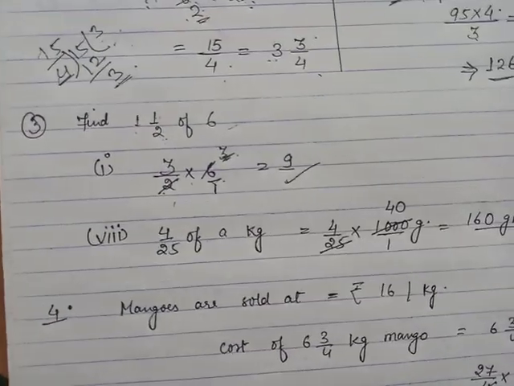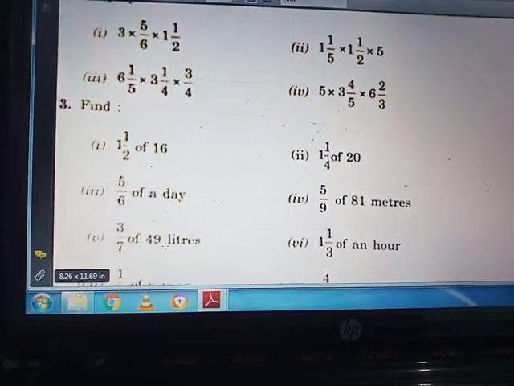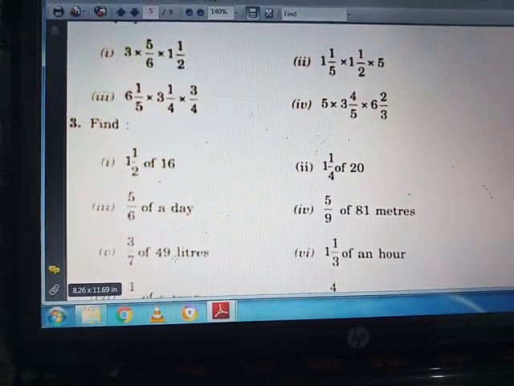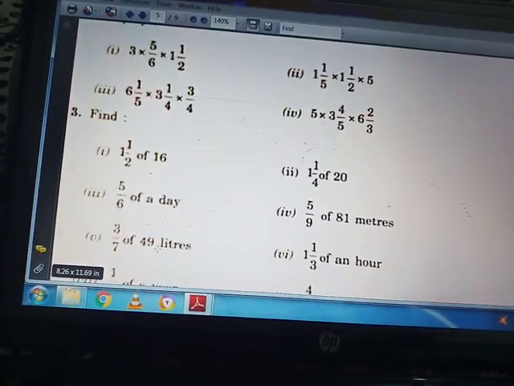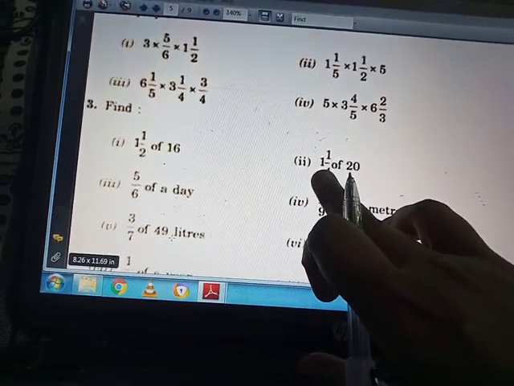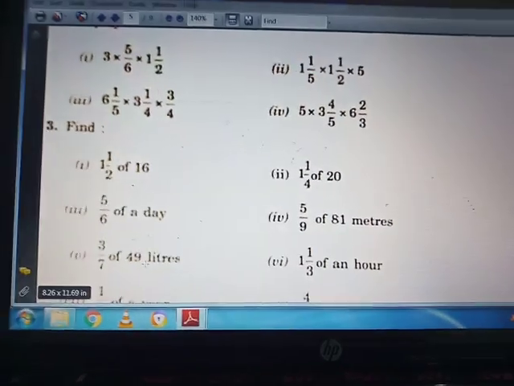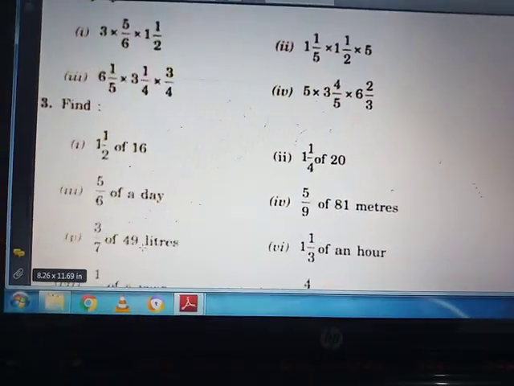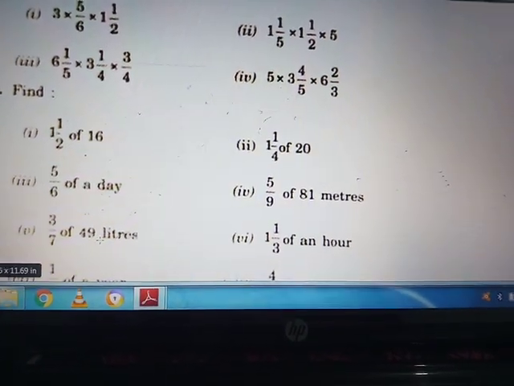Okay, now we will see another part of this question. The second part is 1 whole 1 by 4. You will first convert this into an improper fraction: 4 multiplied by 1 is 4, plus 1, that is 5 by 4 of 20. You will solve this. Now the third one is 5 by 6 of a day. You will convert the day into hours, that is 24 hours.